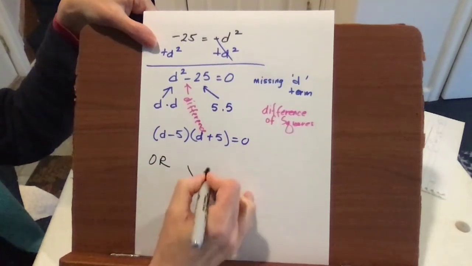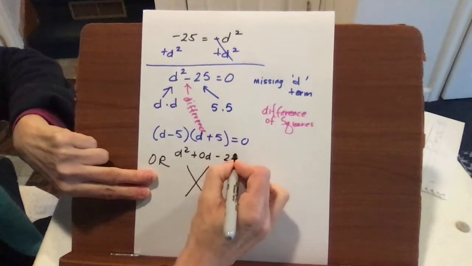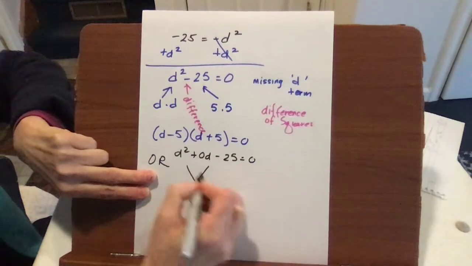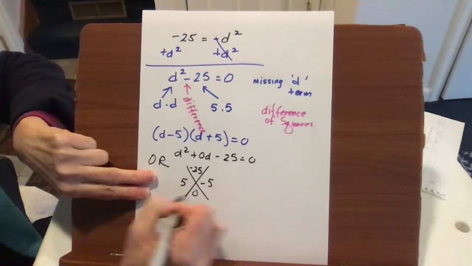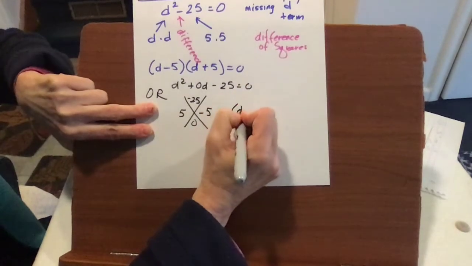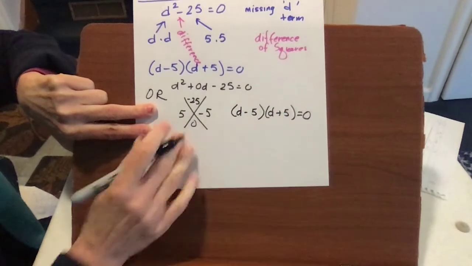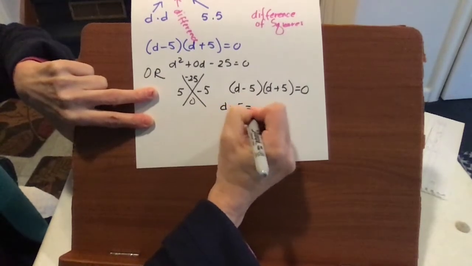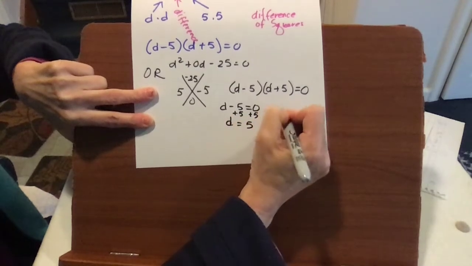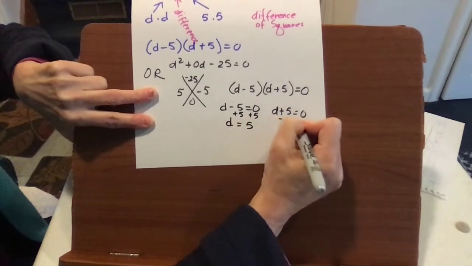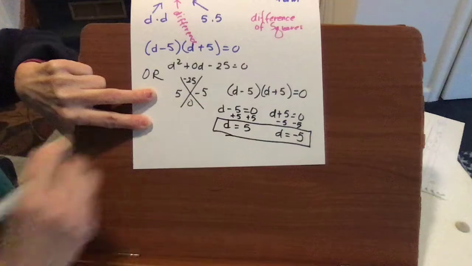You can do your diamond. You have d squared plus 0d minus 25 equals 0. So your diamond is negative 25 on the top, 0 on the bottom, 5 and negative 5 would work, giving you still d minus 5 and d plus 5 for your factors. And now when you solve, d minus 5 equals 0, so d equals 5 by adding 5 over. d plus 5 equals 0, subtract the 5, and d equals negative 5. And those are your two answers, positive and negative 5.